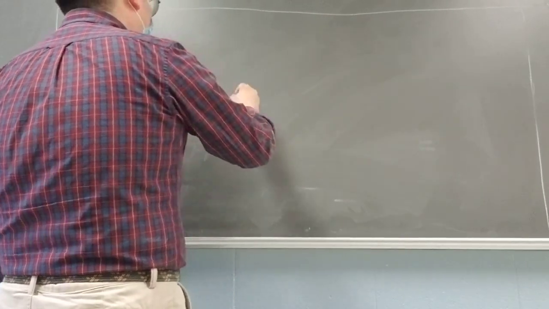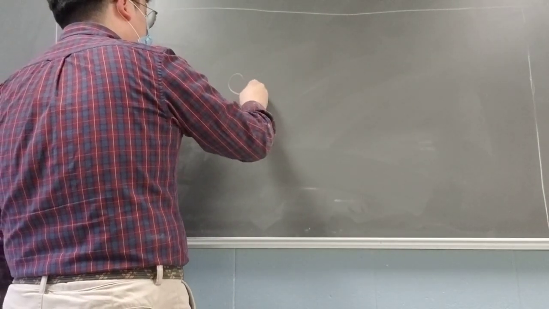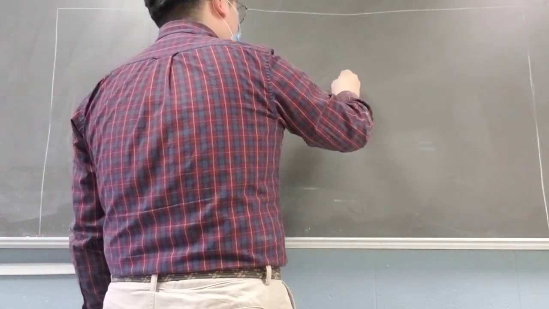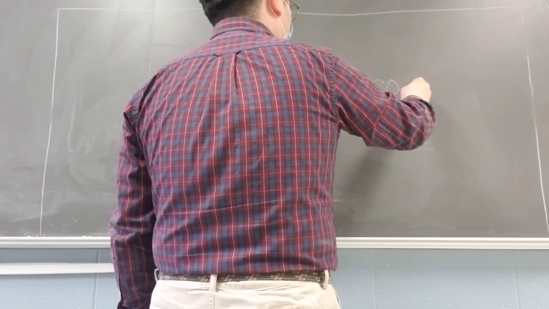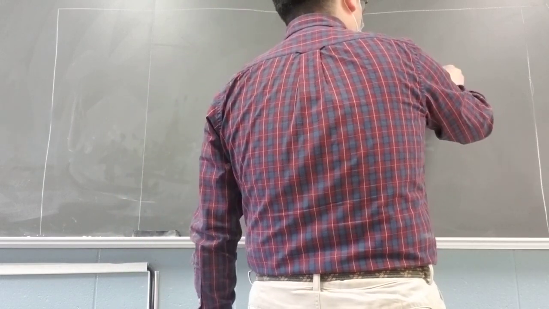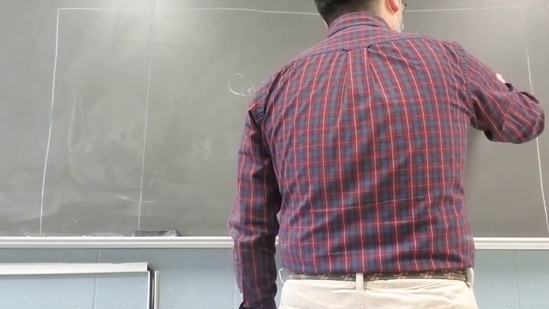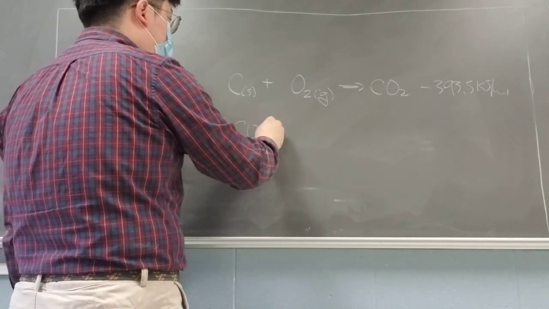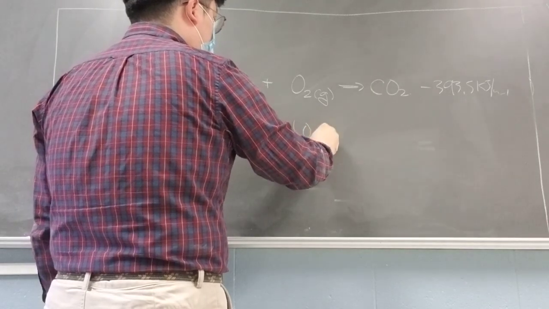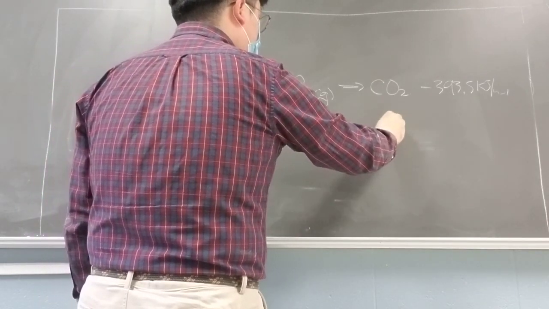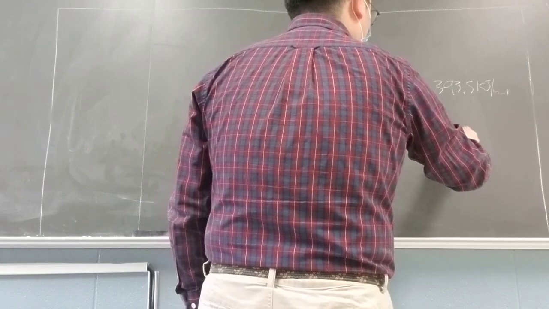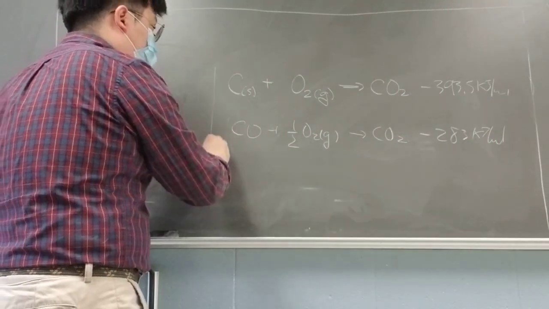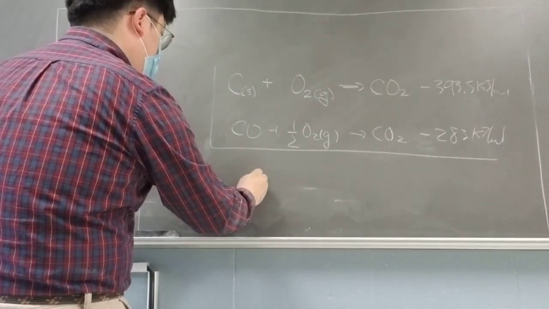Okay. So if we have carbon interact with the oxygen, it makes the carbon dioxide. Okay. And then you also have a carbon monoxide interact with the oxygen that makes carbon dioxide. In this case, I want to make the final equation looks like this.